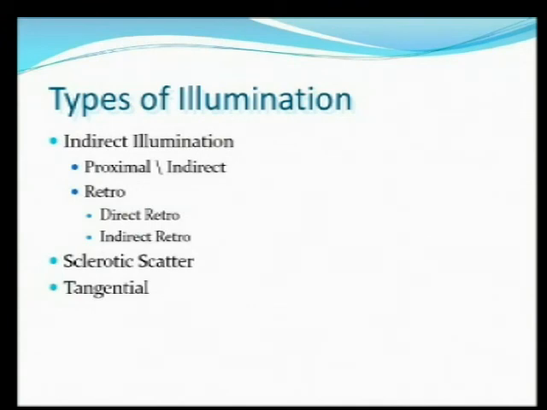If we move that indirect over onto the cornea, then we're creating a retroillumination. We're redirecting the beam so it goes deeper in the eye, bounces off the iris, and illuminates the cornea from behind. If we look directly in the reflected path, then that's referred to as direct retro. If we look to one side or the other of the reflected beam, then that's referred to as indirect retro.